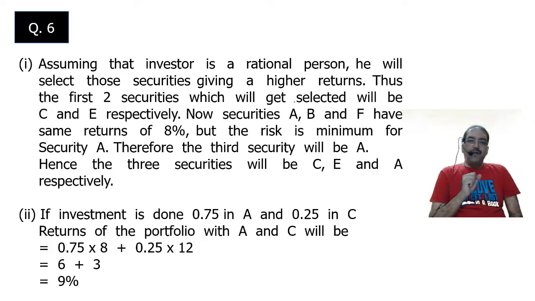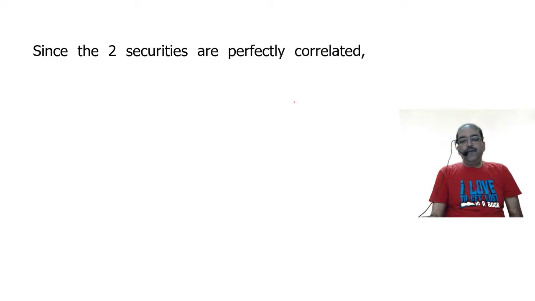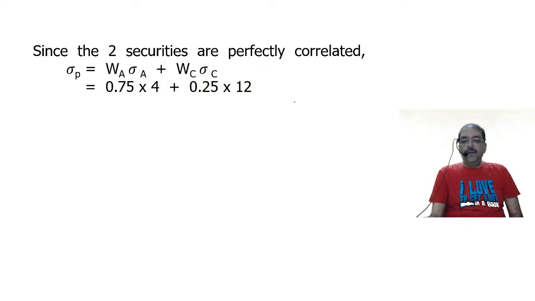Correct? So now I will calculate the risk involved in the portfolio. How to calculate? Perfect positive correlation. So I write, since the two securities are perfectly correlated, the risk of the portfolio is equal to weight of A into sigma A plus weight of C into sigma C. Multiply.